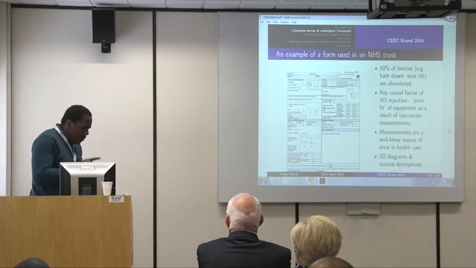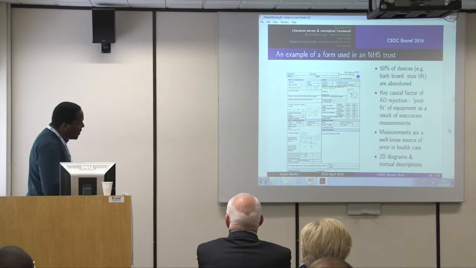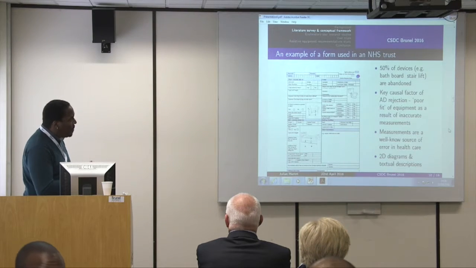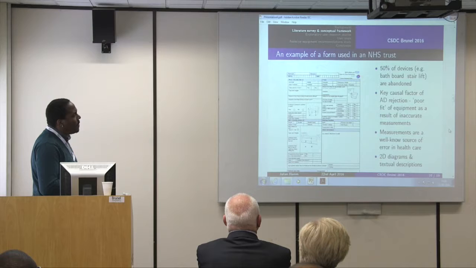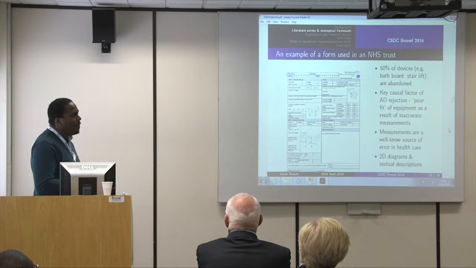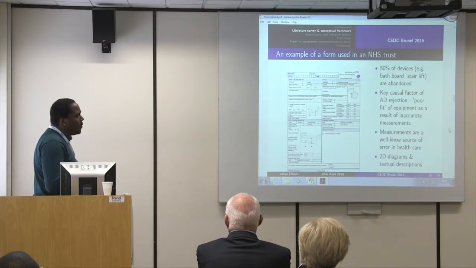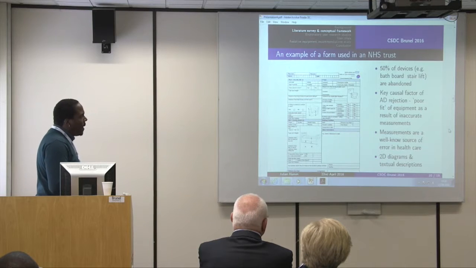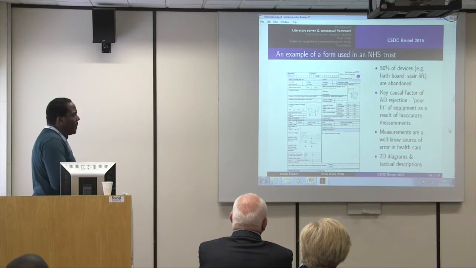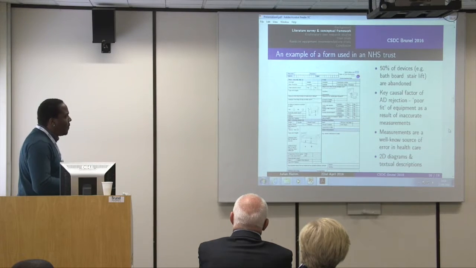Some of the issues that home assessment interventions face is that 50% of the devices are abandoned by patients. One of the causal factors of this rejection is a poor fit of equipment, based on inaccurate measurements taken by the clinician, not involving the patient in the selection of the devices, and no decisions made in empowering the patient to decide what their needs are.